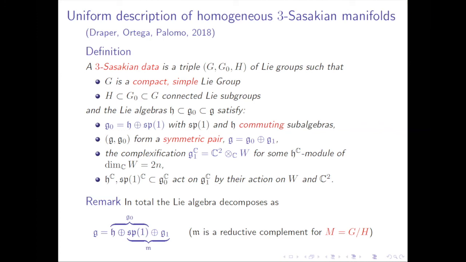I see a hand from Daniel Fang. Would you like to ask a question? Yes, hi. I'm wondering how much control exactly one has over the quaternionic Kähler geometry on the base from the Sasaki geometry, in particular with regard to non-homogeneous examples?